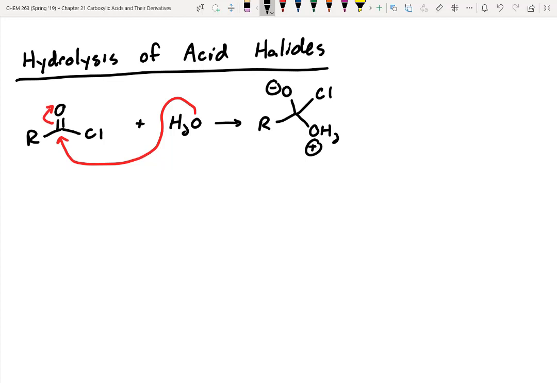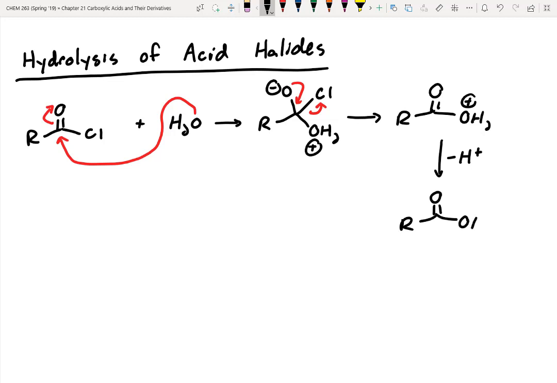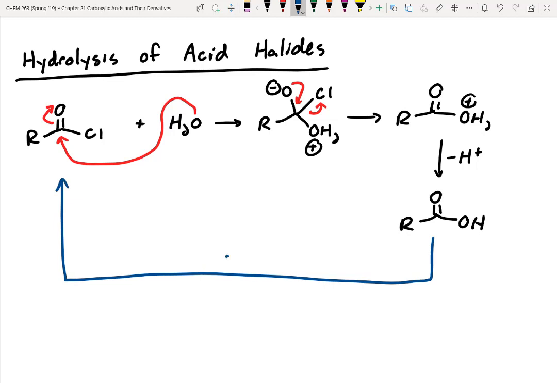Doesn't really matter to me which order you show them. You can either kick off your leaving group or deprotonate. I'm fine either way. We'll just kick off our leaving group first. And then last but not least, we can deprotonate to give us our final carboxylic acid. And then if we just want to run around in a circle all day long, we can re-react this with SOCl2, our thionyl chloride, to regenerate our acid halide.